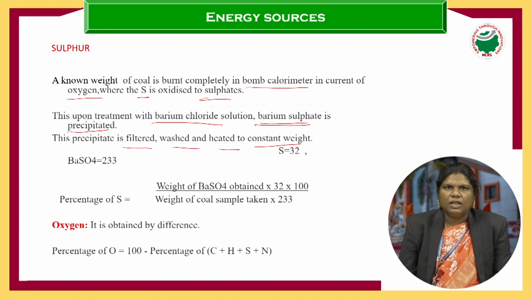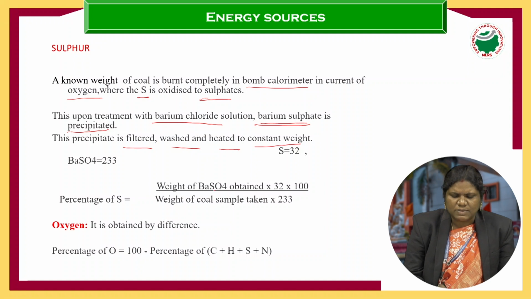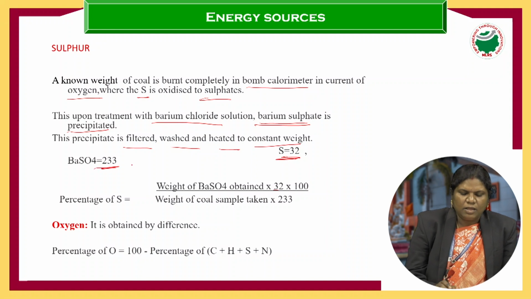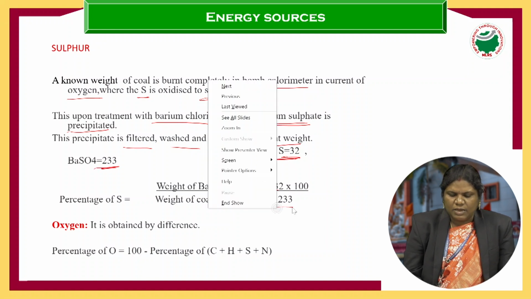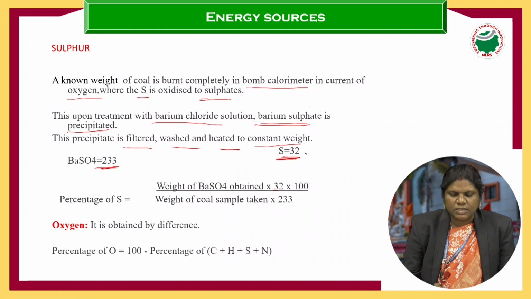After we get the constant weight, we stop the procedure and calculate the percentage of sulfur by using the formula: weight of the barium sulfate obtained into 32 into 100, by weight of the coal sample taken into 233. Here 32 is the molecular weight of sulfur and 233 is the molecular weight of barium sulfate, which is the precipitate. This is how we will calculate the sulfur.